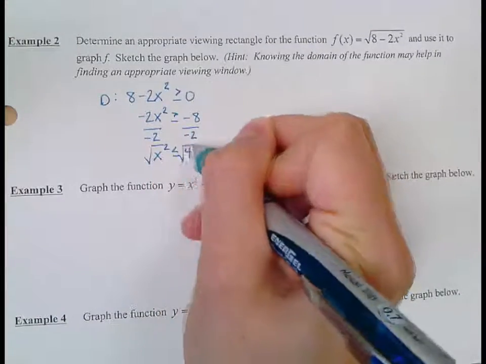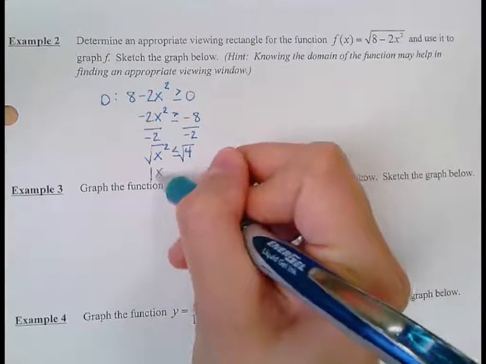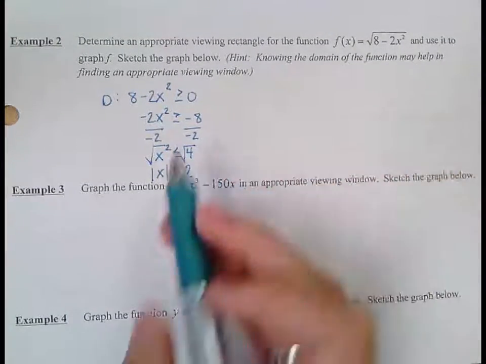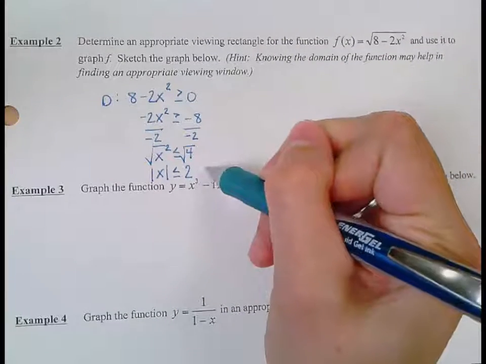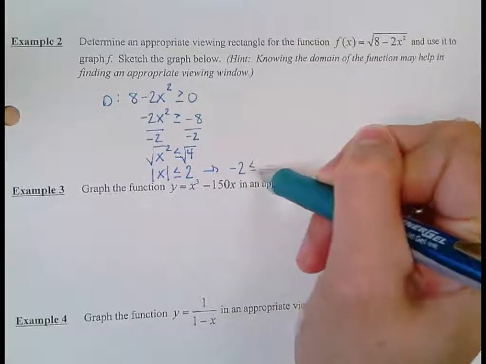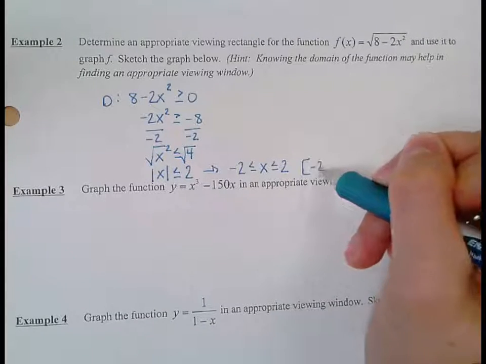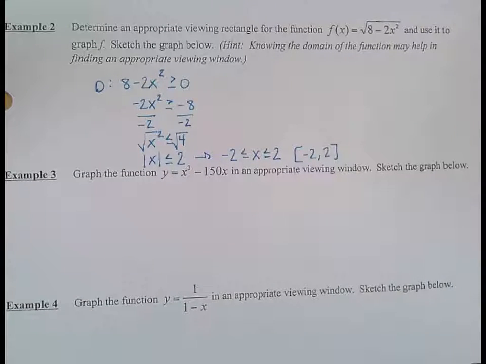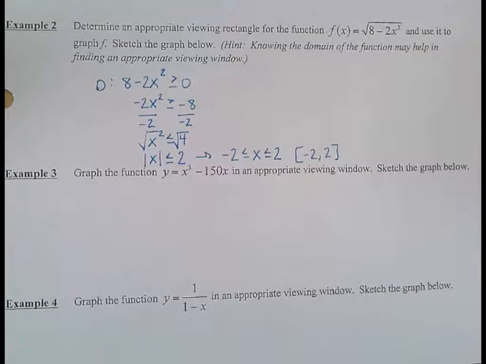Take the square root of each side. And remember, with an inequality, we then write that as the absolute value of x is less than or equal to the square root of 4, which is 2. And that means x is a number that has a distance away from 0 that's less than or equal to 2. So this is really the x values between -2 and +2. Or in interval notation, we could write it this way. So based on that, we could get a good x scale, x min and max, for this particular function.